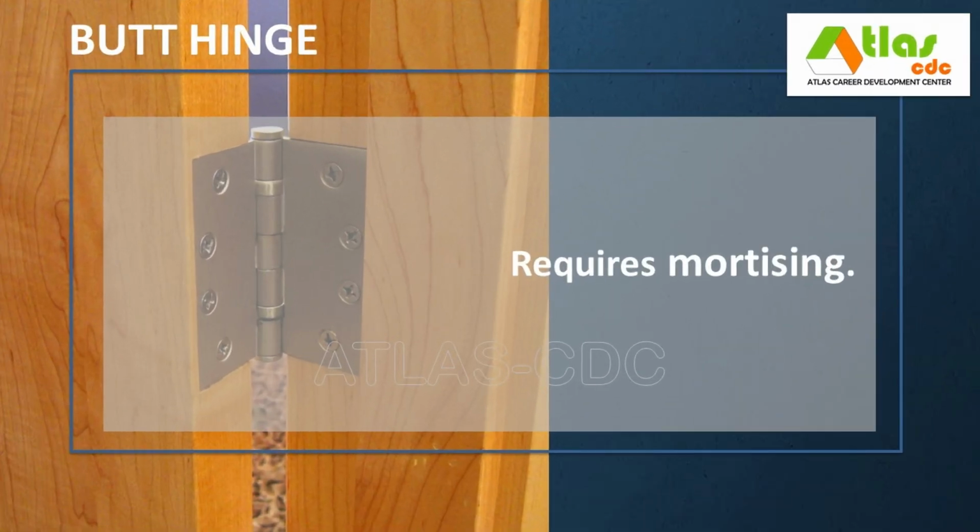Butt hinges require mortising to sit flush with the door and frame, creating a clean and professional look when the door is closed. Mortising involves creating a recess in the door and frame so that the hinge leaves sit within the material, rather than on top of it. This prevents gaps and misalignment, ensuring the door closes properly and looks aesthetically pleasing.